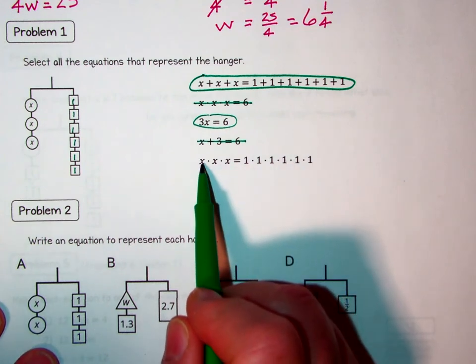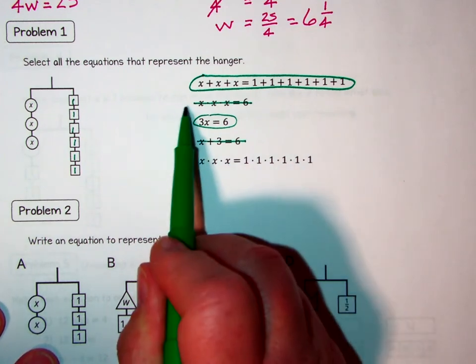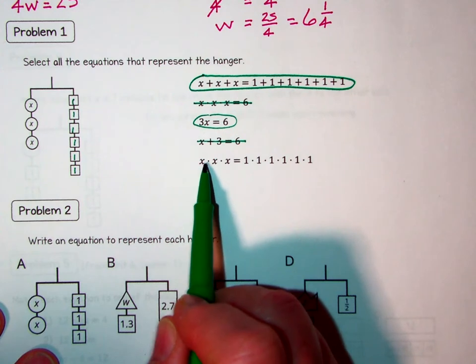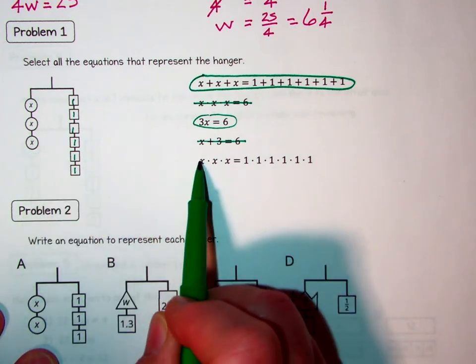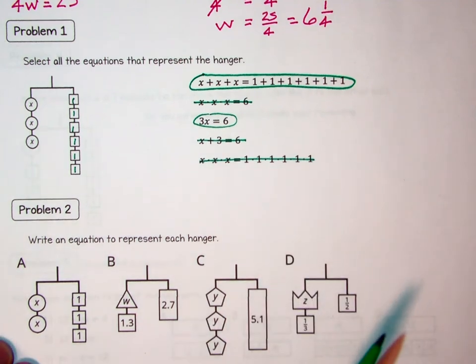And our last one, x times x times x. Well, this is just like the second one. The left side of the equation is x plus x plus x, not times. So that one is not correct.